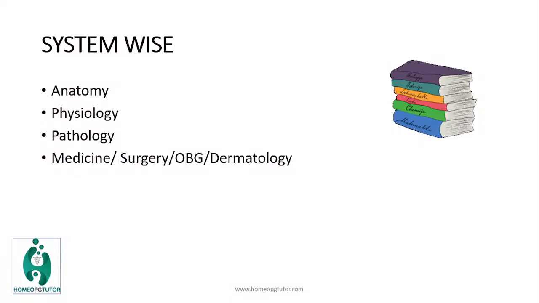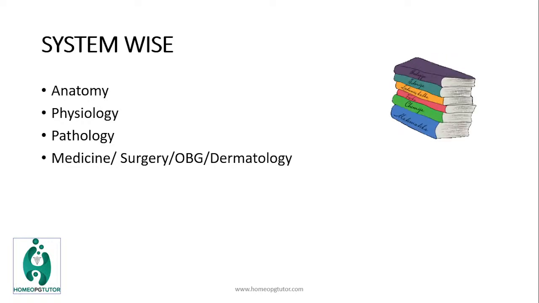Most of our classes will be system-wise classes, for example the respiratory system or the renal system, dealing with the anatomy, physiology, pathology and medicine. In some cases it will be surgery, OBG or dermat. So we will be taking system-wise, not subject-wise. That is one thing you have to remember, and that is how the timetable is set up, as you have already seen. I hope you have gone through the timetable which we have provided for the coming 1 month. This is the format in which we are going to take the classes.